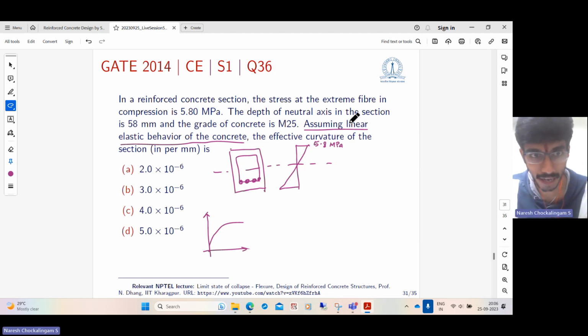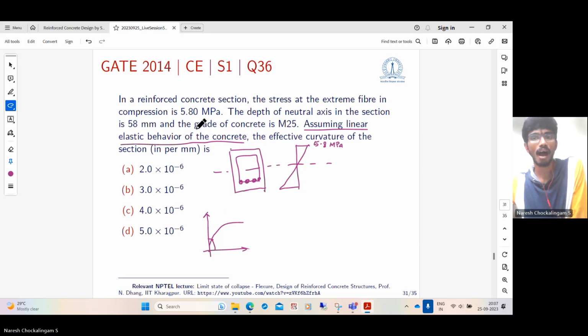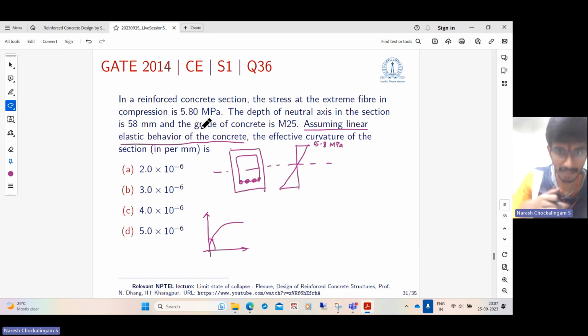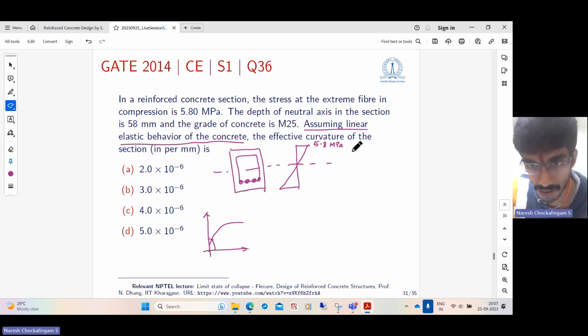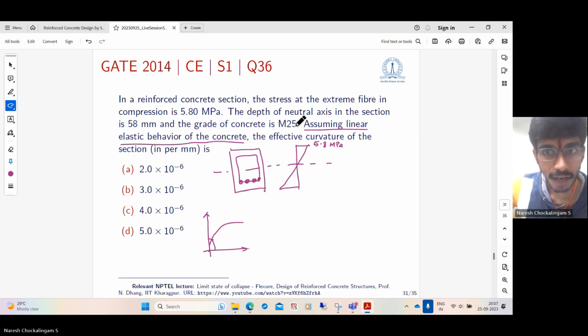Since they told us to assume linear elastic, it means the stress is very low. And as we can see, it is very low. The grade of concrete is 25 MPa, so fck is 25 MPa. But the stress is 5.8, which is less than fck by 3. So it is still in the linear elastic range. You assume a linear distribution. The depth of the neutral axis in the section is 58 mm.